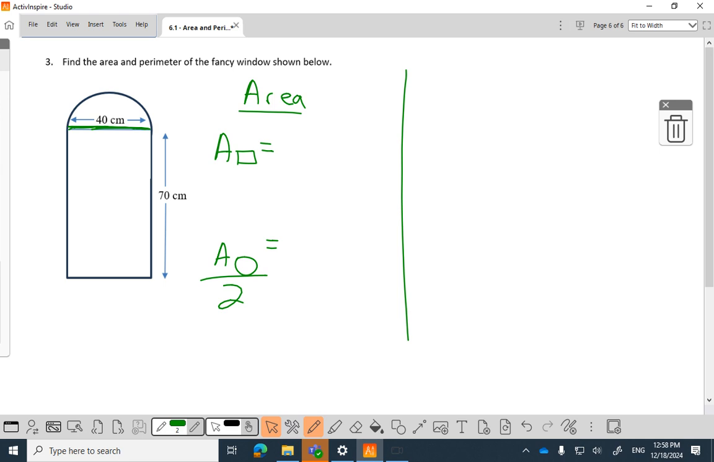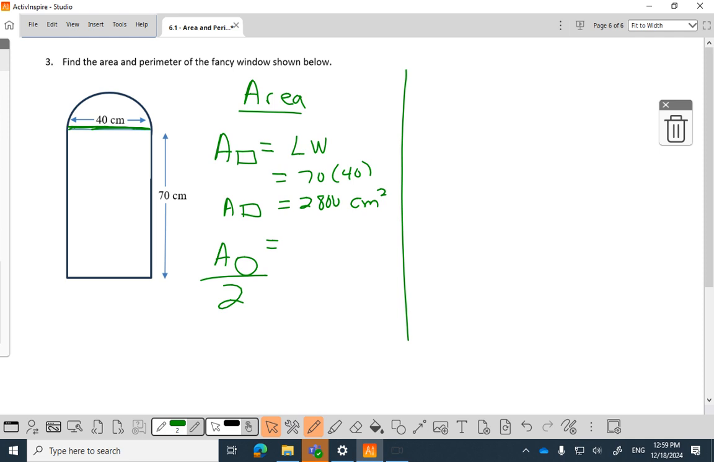Okay, so we need the length and width of the rectangle. What's the length? 70. What's the width? 40. Pump that in, 2,800 centimeters squared because it's area.